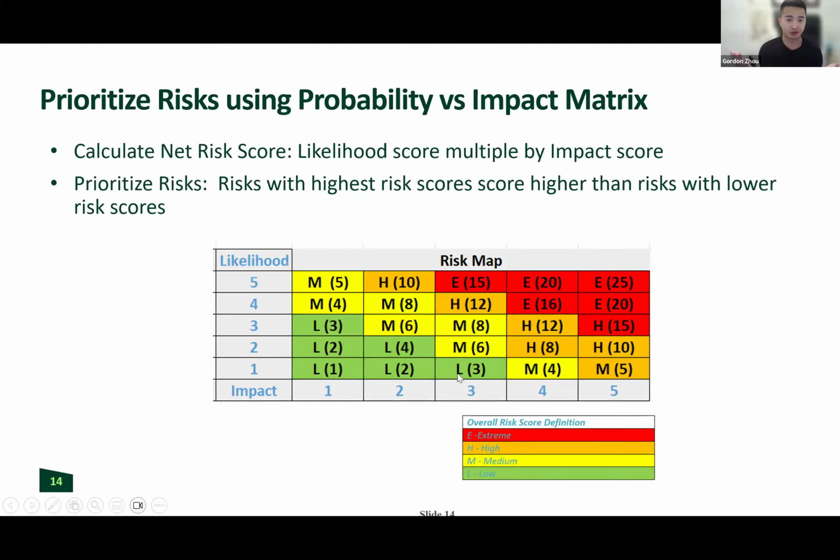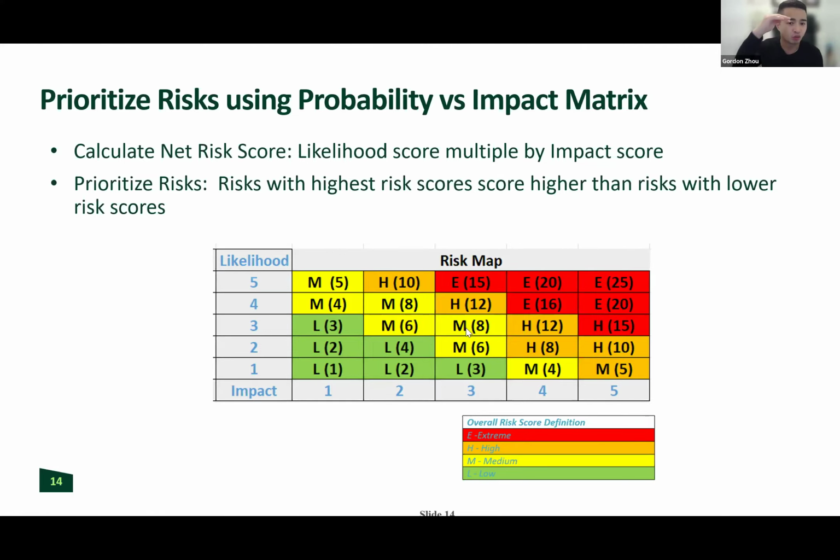impact of 3. What's 3 times 3? Now this has become a math lesson. 3 times 3 is 9, right? So 3 for likelihood, 3 for impact. This one shouldn't be 8, it should be 9. 9. Now that's medium.